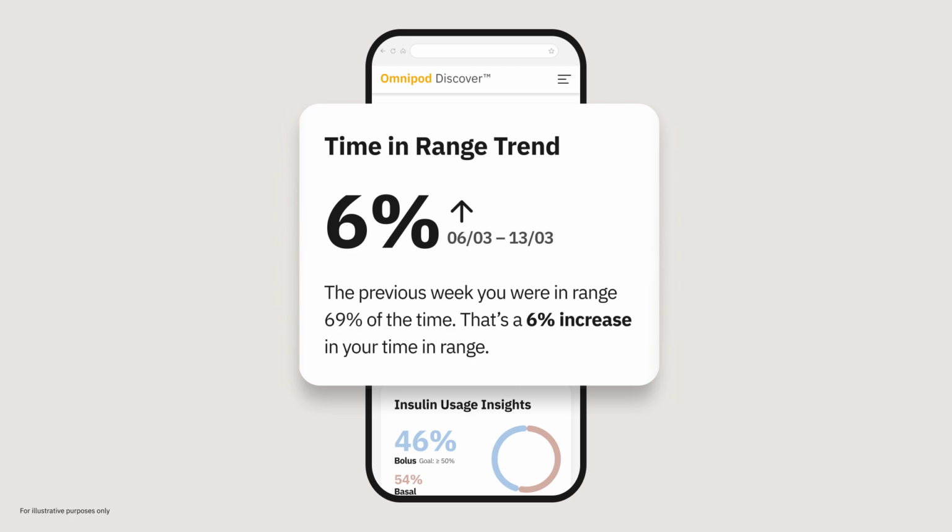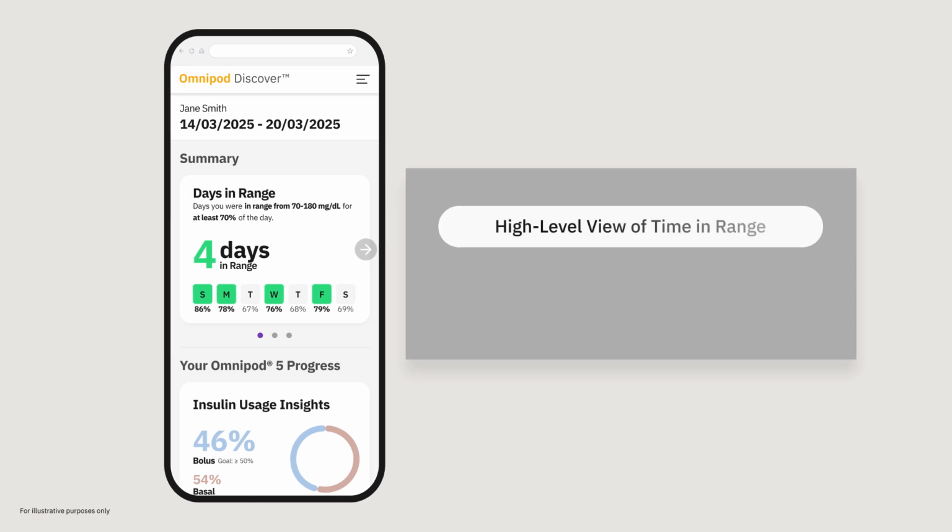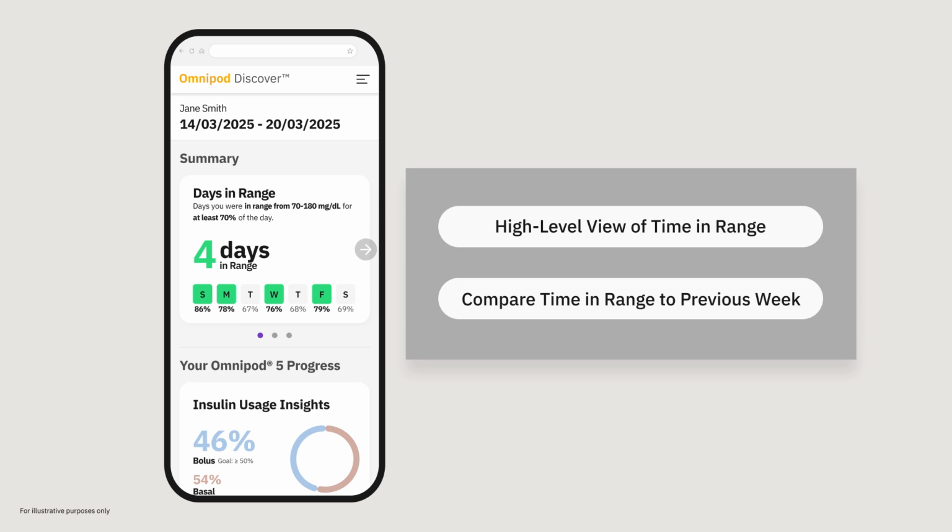Looking at this week compared to last, we can begin to identify patterns. Was last week more stressful? Were you traveling or experiencing changes in routine? To recap, the summary cards are to give you a high-level view of your time in range over the week and compare it to the previous week.